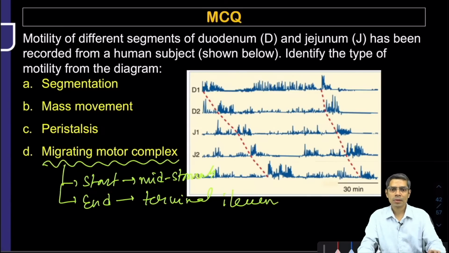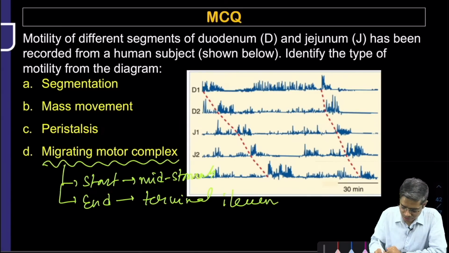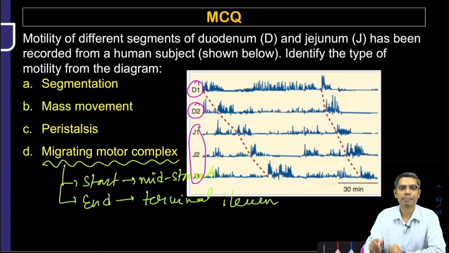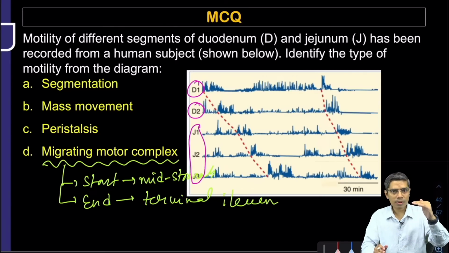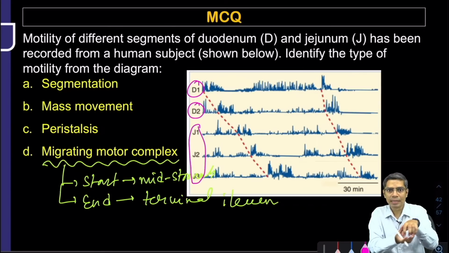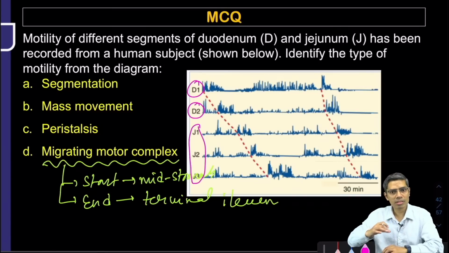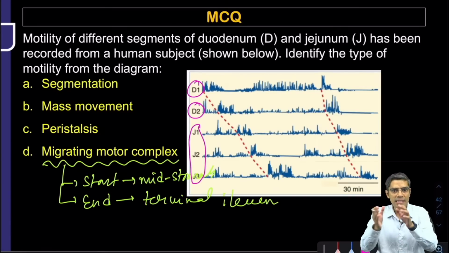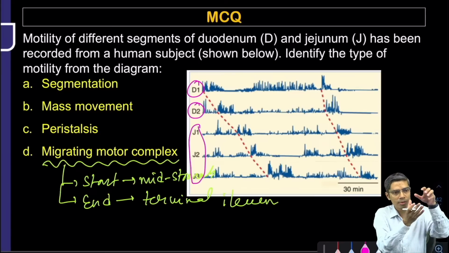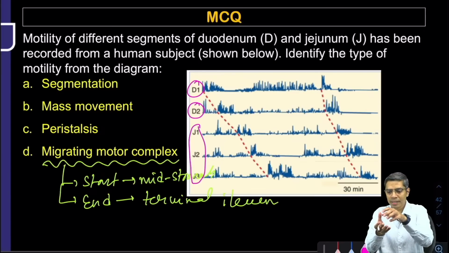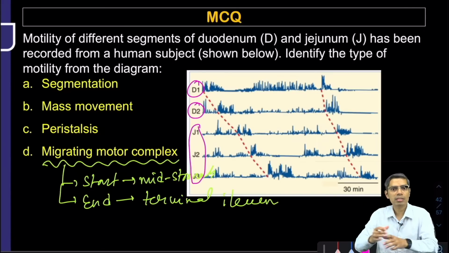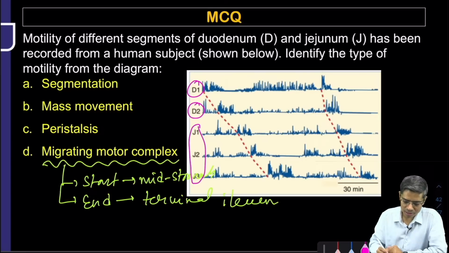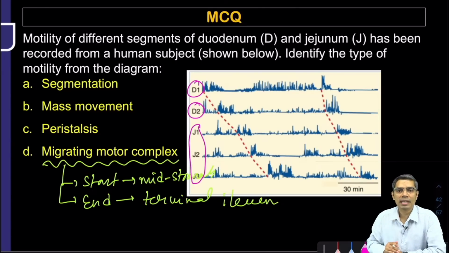Getting my point? So, here they have recorded this motility from the duodenum and different parts of the jejunum. The migratory motor complex starts from the stomach and sweeps all the content from the stomach towards the terminal ileum. Means sequentially the contraction will be seen from the stomach, then onto the duodenum, then ileum, and then it will move on to the terminal ileum. Sequence of contraction.